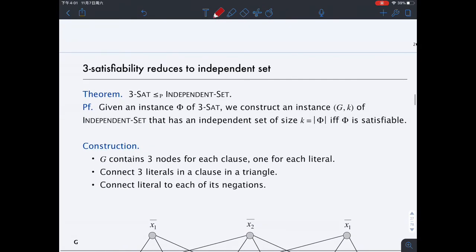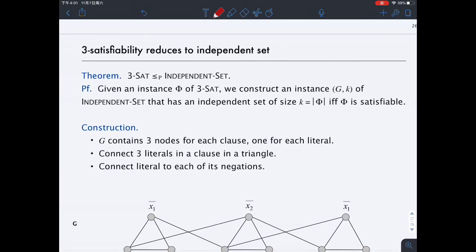Now, after we introduce the 3-SAT problem, the task today is to show that the 3-SAT problem is easier than independent set. This is the theorem. We have 3-SAT, and I want to be able to show that it's easier than independent set.